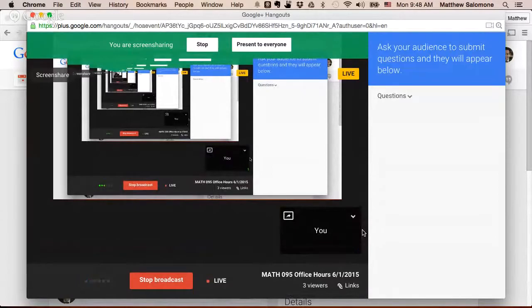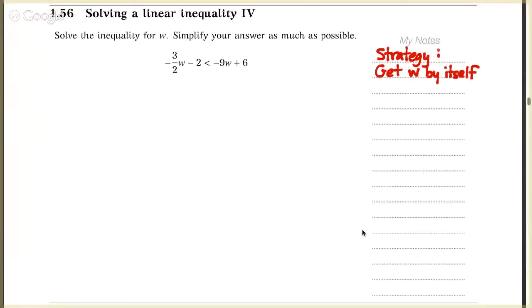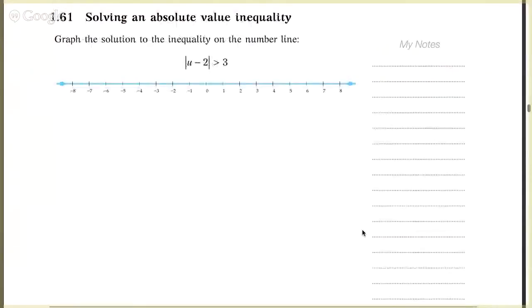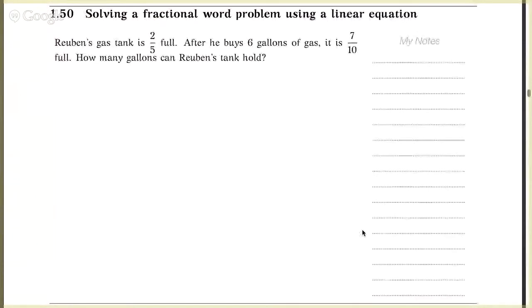So for this example, I want to go to objective 50, which is called solving a fractional word problem using a linear equation. And this is the problem that involves Ruben and his gas tank. His gas tank is 2/5 full in the beginning of the problem. Then he goes and he buys 6 gallons of gas, and afterwards his tank is 7/10 full. And the question wants to know how many gallons in total does Ruben's gas tank hold?